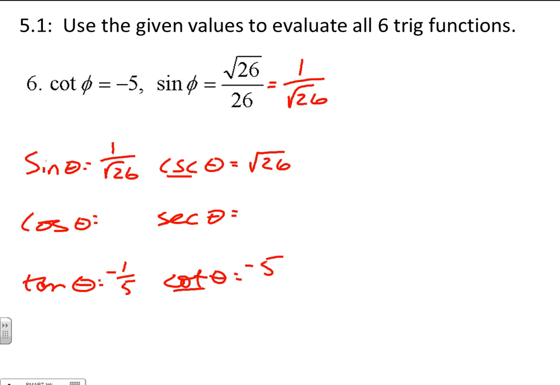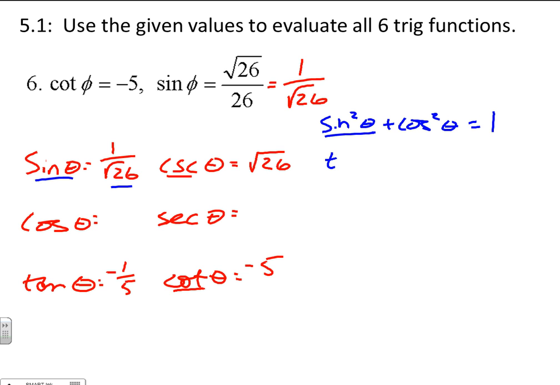And then there are 2 viable ways that I can come up with of using our identities to come up with cosine at this point. One would be to say that sine squared of an angle plus cosine squared of an angle equals 1. And since we know sine, we could put that value in here, square it, and solve for cosine. We would have to then deal with the plus or minus aspect of it.